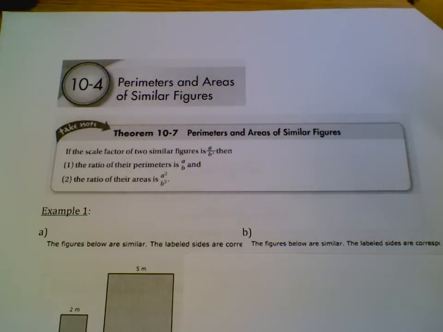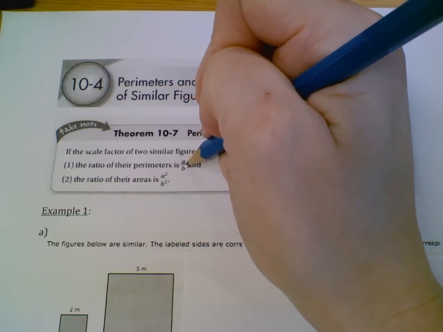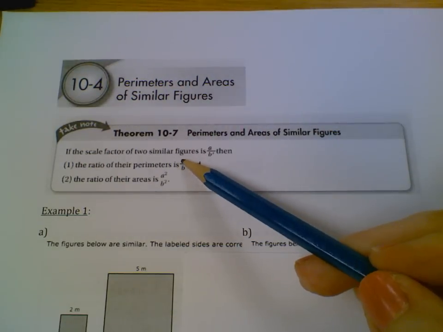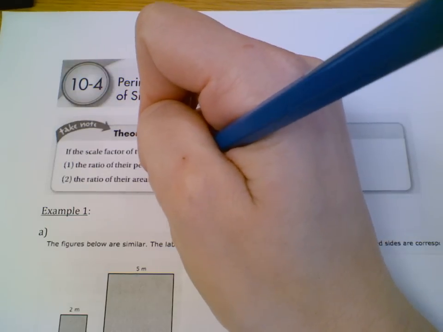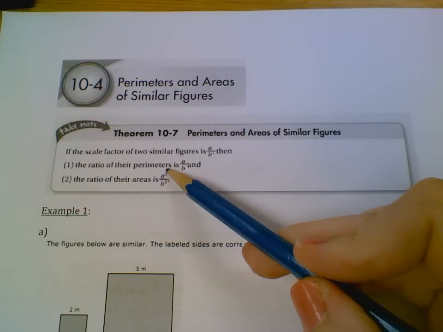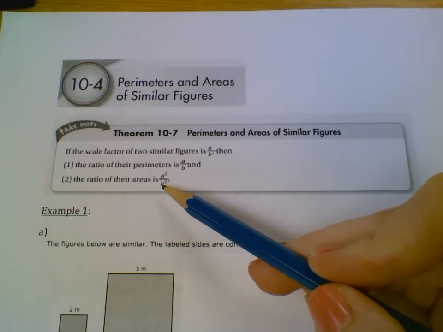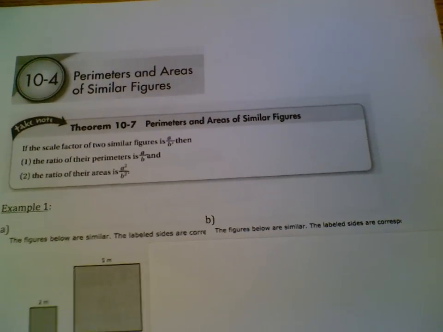If you're doing the perimeter, the scale factor will be the same ratio as the perimeters, okay? But if I'm going to be doing the ratio of the areas, then I'll have to take that scale factor and square the top and the bottom number. So let's take a look at an example.